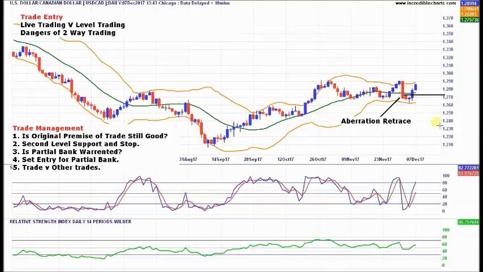You mustn't snatch the profits too soon. If the premise is good, you hold. Now, what we can do tonight, though, is move the stop. I'm putting here second level support and stop. I'll just explain what that means.